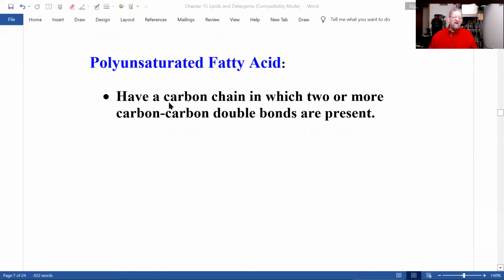Now, switching gears on this slide. You can have polyunsaturated fatty acids where you have two or more carbon-carbon double bonds. I'm not going to ask you about that. Linoleic and linolenic are examples there. See, I worked in this industry, I know that stuff.